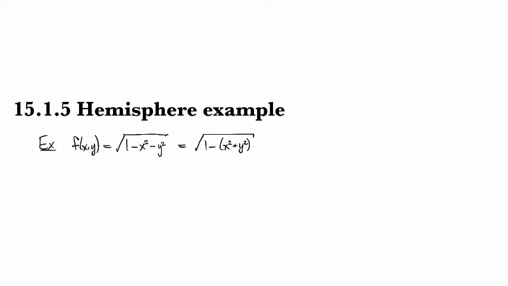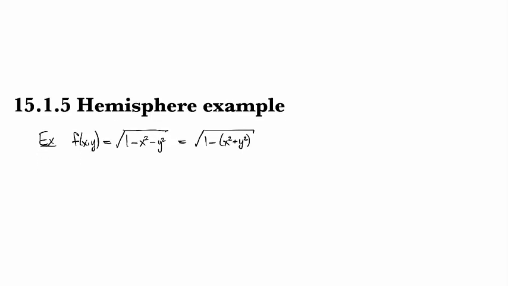In this clip, we'll look at a common enough example of a type of function that'll show up fairly often. So f of x, y is the square root of 1 minus x squared minus y squared. Or you can write this as the square root of 1 minus the sum x squared plus y squared. Okay, so what do we notice about this function?